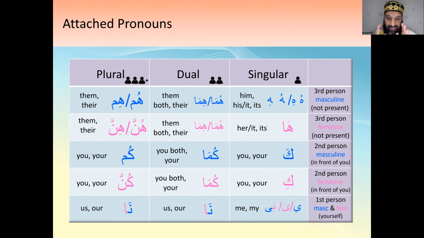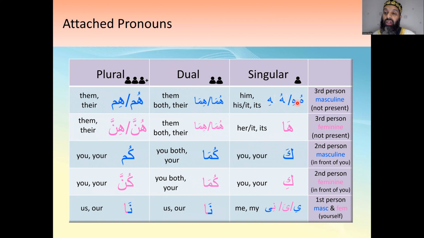So this was, in my opinion, the most important table. They're all important, but this one, you're not going to get anywhere if you don't know this table. This is the table of the attached pronouns. Basically, these words that you see in the tables attach to the end of a noun. So the hu, for example, will be kitabuhu. Kitab means book and hu is his. So his book, kitabuhu.